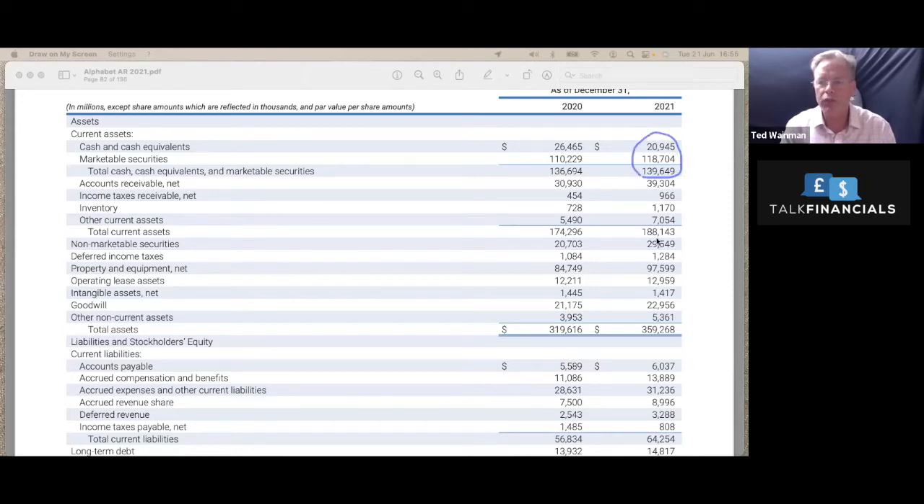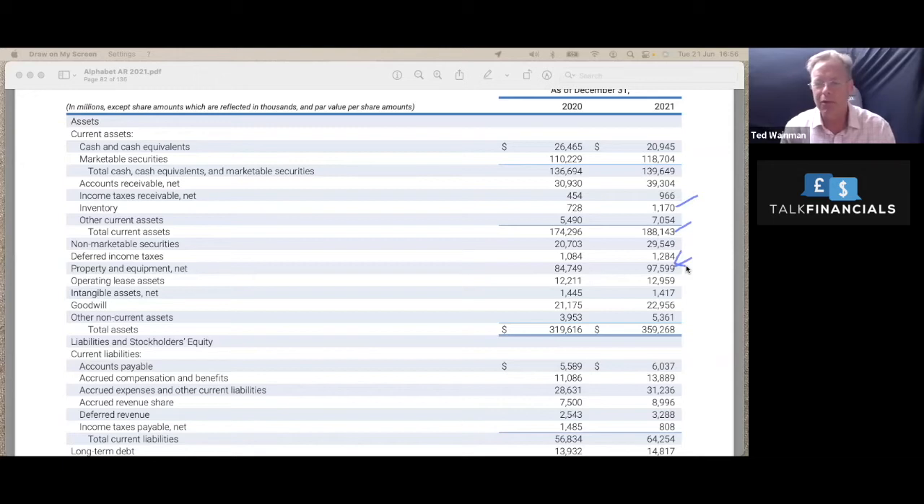Actually, this is interesting. It says non-marketable securities rather than marketable securities. So these are non-tradable investments. So they've got a lot of cash, 140 billion, 40 billion of accounts receivable, not a lot of inventory, but that makes sense. They don't have a lot in the warehouse, 188 billion in current assets, quite a lot of property, plant and equipment. If they're moving into these web services, they're going to need lots of server farms.